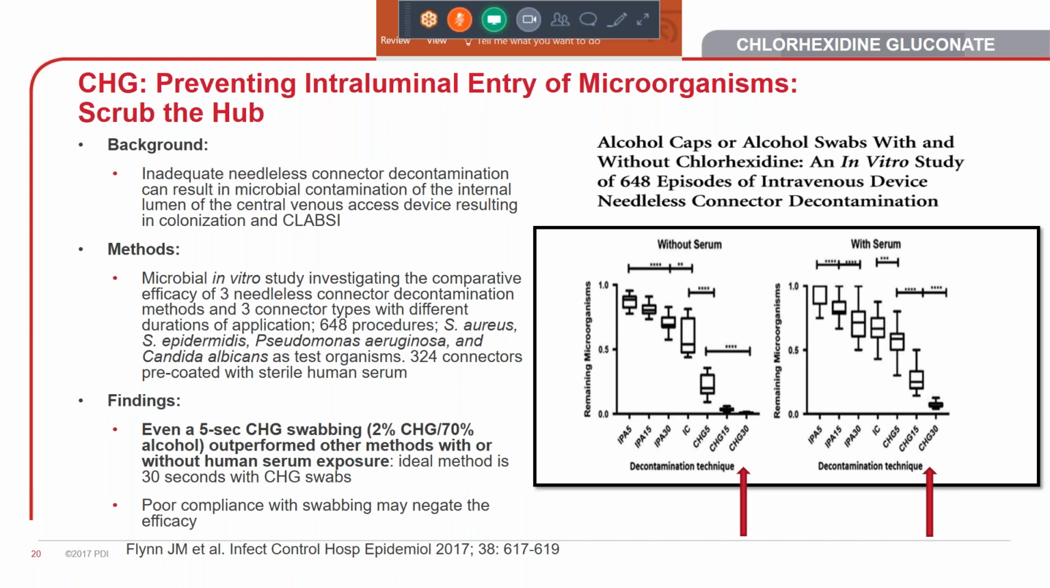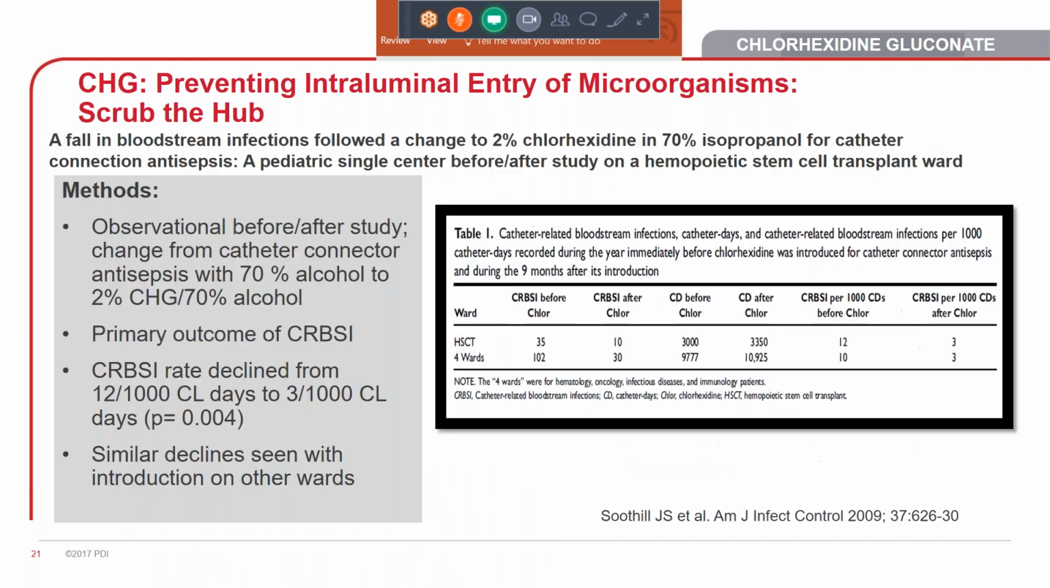They did not measure persistence in this particular paper. And then I wanted to highlight a paper that was done by Soothill and colleagues. This was published in the American Journal of Infection Control in 2009. They did see a fall in their bloodstream infections following a change to 2% chlorhexidine and 70% isopropyl alcohol for catheter connection antisepsis. A pediatric single-center before-after study was done on a hematopoietic stem cell transplant ward.